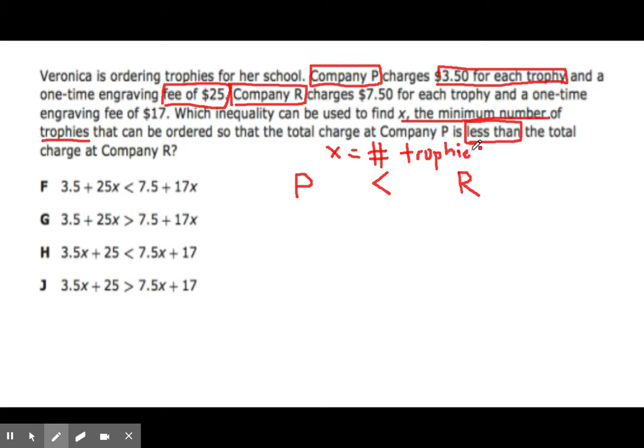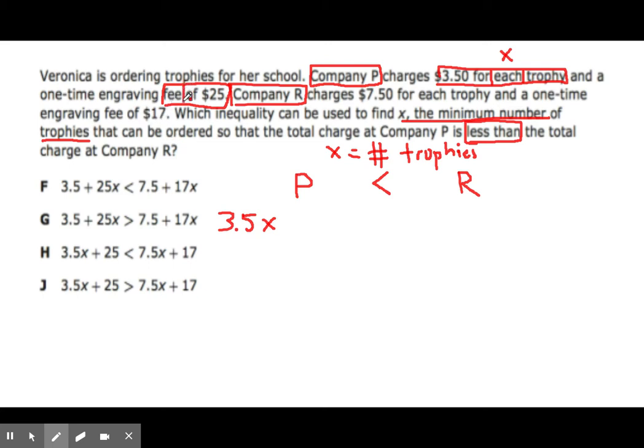Okay. Well, if I go back to company P, I can see this $3.50 for each trophy. Again, here's that word each. That tells me I'm multiplying. So I need to multiply that $3.50, or 3.5, times the number of trophies, which is our variable. 3.5 times X, and a one-time engraving fee.